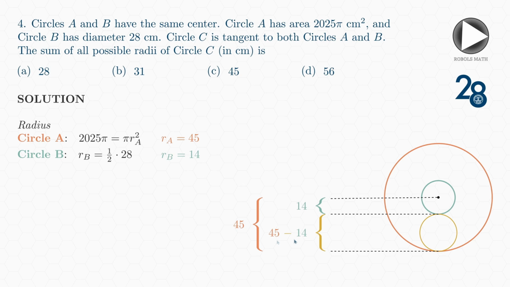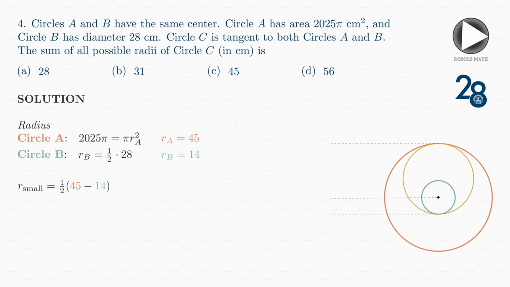And this distance right here should correspond to the diameter of this smaller circle. Let's call this small circle and its radius r sub small. So r sub small should be equal to half of 45 minus 14. Okay, let's not simplify that for now and keep it as it is, right? Now let's examine the other one, the big one.